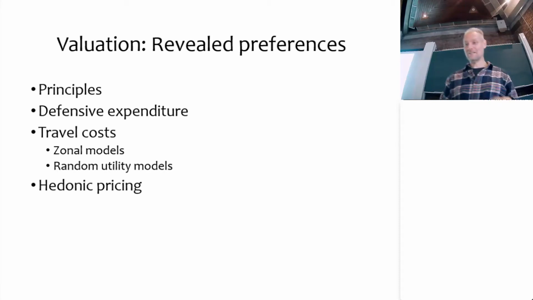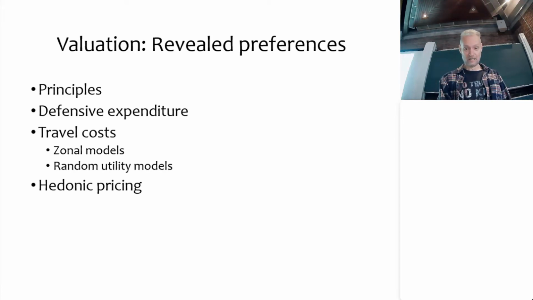We're going to continue the discussion about revealed preferences. I'm going to talk about its principles, and then I'm going to talk about three main types of revealed preference methods, or I think it's the only three: defensive expenditure, travel cost, and hedonic pricing. I'm going to show some empirical examples, and I'm also going to go into some of the econometrics as we go along.